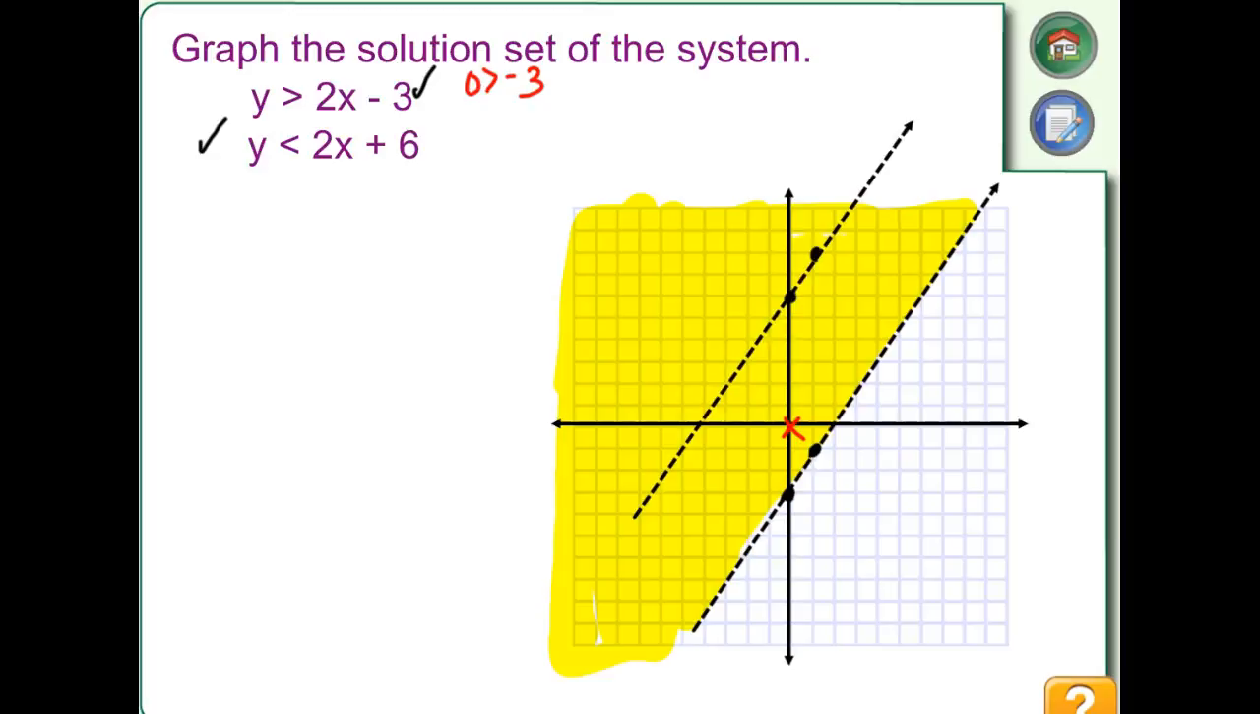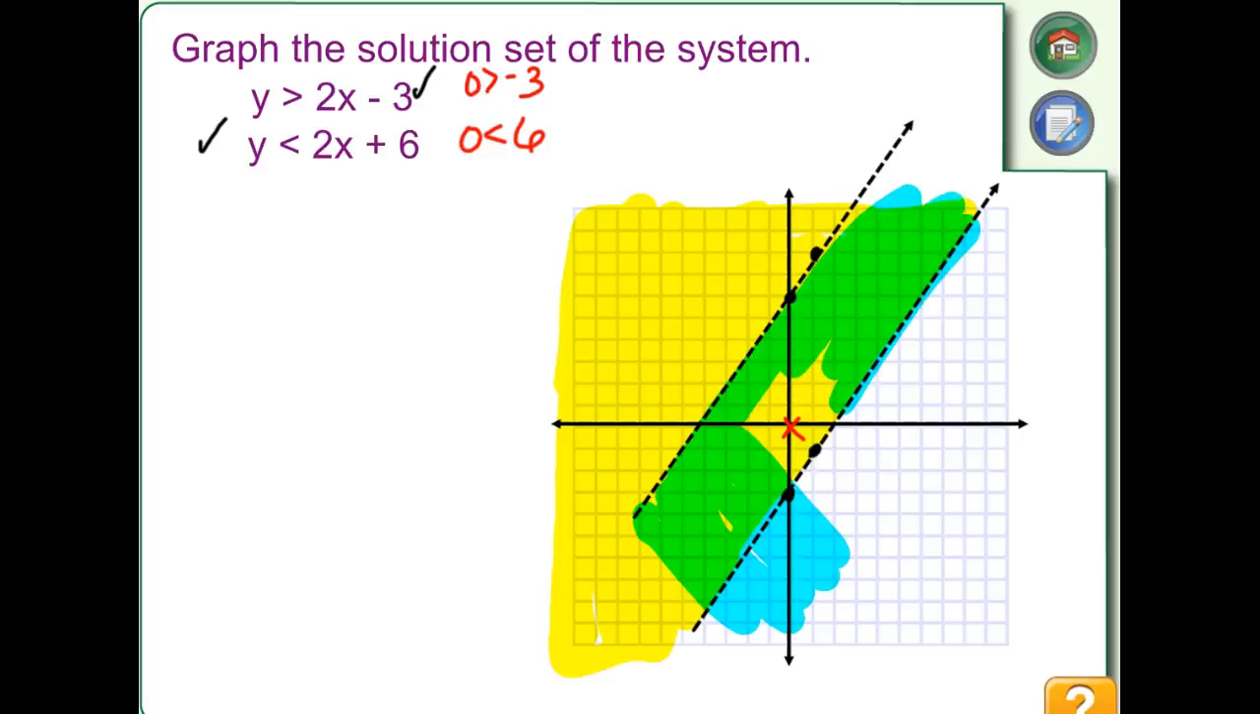And I'm going to use my test point 0, 0. Is 0 less than 6? Well, that's true as well. So we're going to go in here and we are going to highlight. Now remember, we've got to cover our test point. Look what happens. What's common to both is what's in between my two lines. And that's what's common to both.